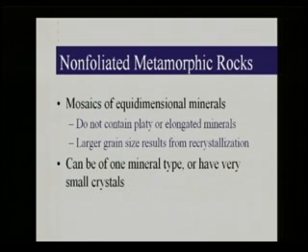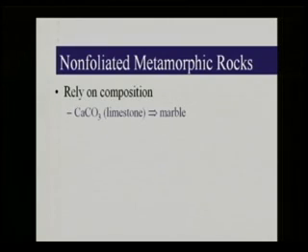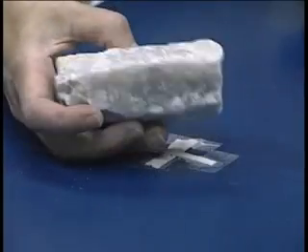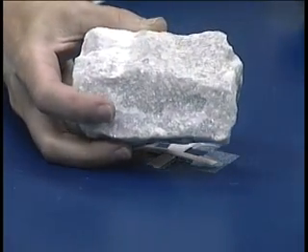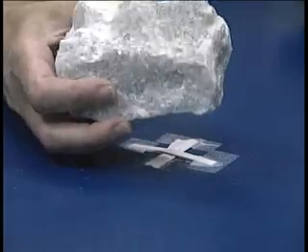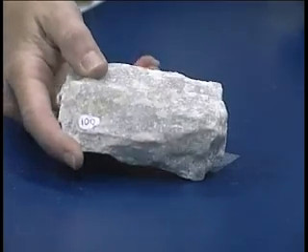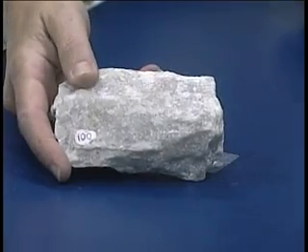And we can also have a marble that is metamorphosed limestone, or we can have non-foliated metamorphic rocks that have very small crystals. So they may have different minerals, but the crystals are very, very tiny. We have to rely on the composition. So again, if we're looking at calcium carbonate, limestone, if that is metamorphosed, we end up with marble. And I have a piece of marble to show you here today. Marble comes in very many different colors and has some nice veining at times. Very nice size crystals. I don't know if you can see that from this angle, but nice larger crystals.